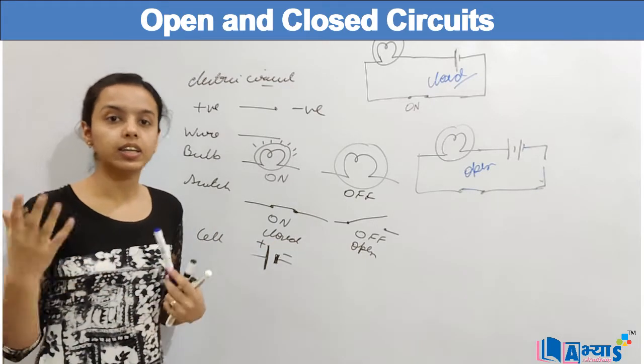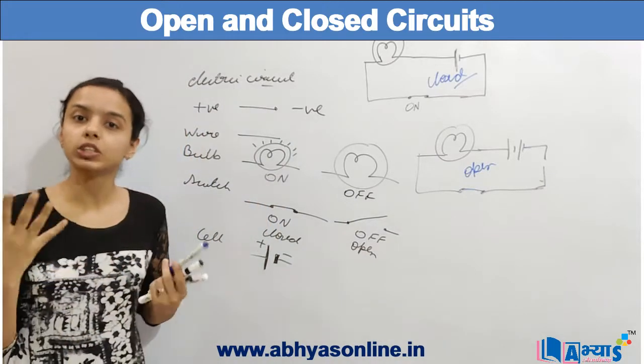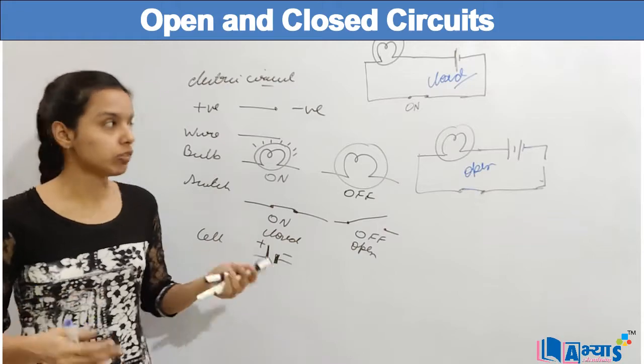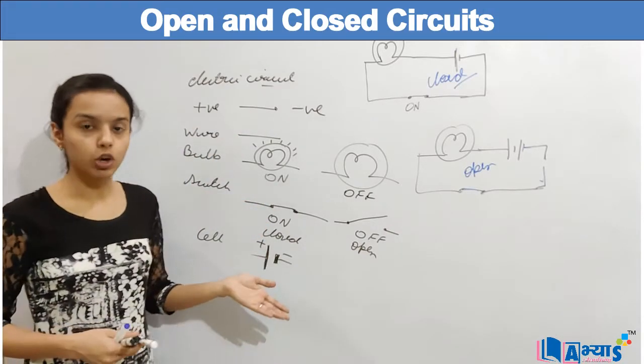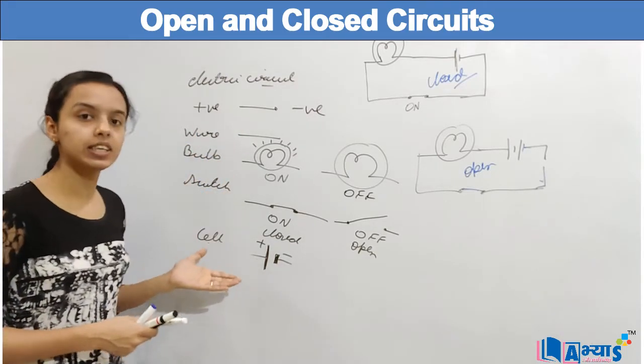And when the current is not passing through the circuit and the bulb is not glowing, that comes in the category of open circuits. So this was everything about closed and open circuits. We have discussed the major symbols of the electric components: the wire, the bulb, the switch and the cell.